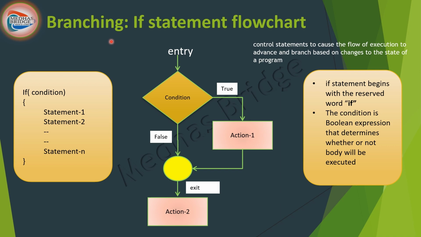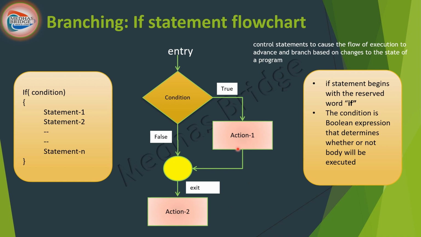Branching means changing the flow of execution, altering the flow of execution of a program, right? Using the if statement. Look at this flow chart. Assume that you have action 1 and action 2. Action 1 means a sequence of statements. Action 2 also has a sequence of statements. This would have been one after another execution in sequential statement execution, linear programming.